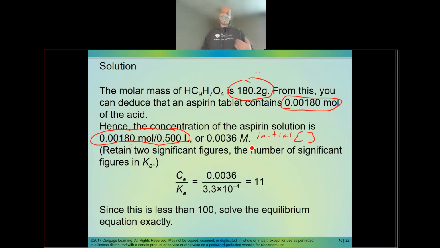Now, to see if we can just do successive approximations and x1 is our answer, we take our initial concentration that we have now calculated, 0.0036, divided by the Ka that they gave us, 3.3 times 10 to the minus 4, and we get the number 11. And so the answer is no. This one must be solved by the quadratic. Or if you're doing successive approximations, it might take you 5, 6, 7 until you get the same answer twice. So this one, you cannot use x1 as your answer.